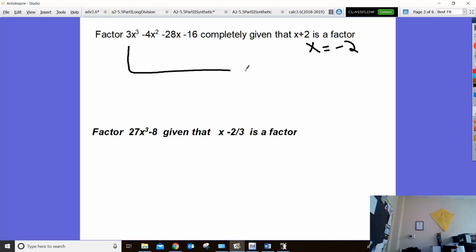Remember, it's a 2-story house. What's right in front of that 2-story house? -2. What do we load up top, second floor? Coefficients, which are 3, -4, -28, -16.